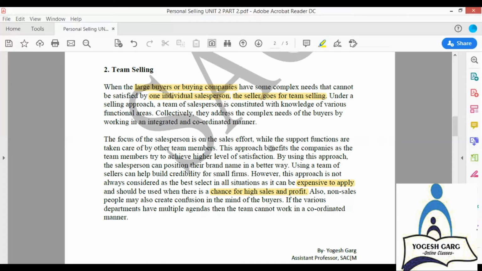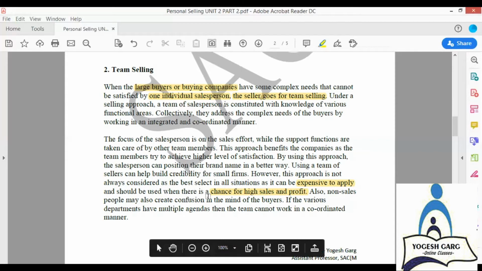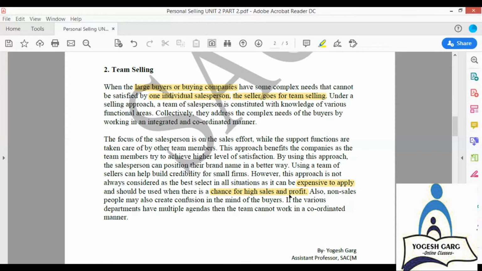This approach benefits the companies as the team members try to achieve a higher level of satisfaction. By using this approach, the salesperson can position their brand name in a better way. Generally, if we are all small firms and have taken a big project, using a team of sellers can help build credibility for small firms. However, this approach is not always considered the best in all situations, because, as I told you, it is expensive to apply and is generally used whenever there is a high chance of high sales and profit.